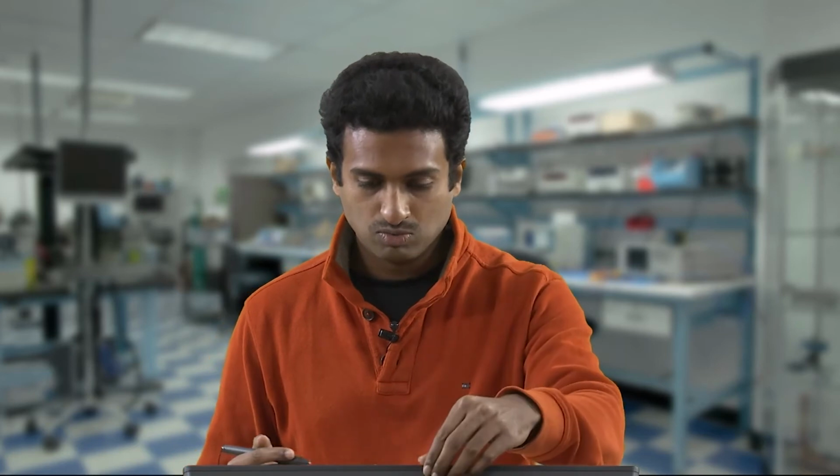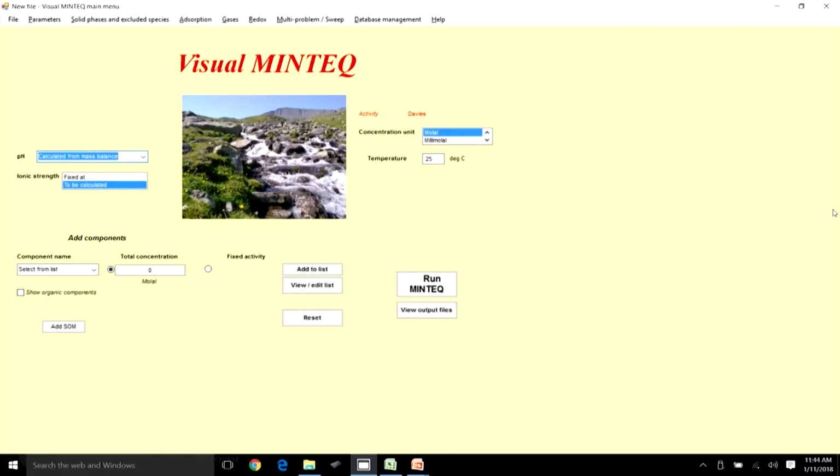So I am not going to go through the derivation again, but in the last session we haven't looked at the applications with respect to Visual MINTEQ when the system is open. So we will get that done now. So we will move on to Visual MINTEQ here, right? So first we will look at the simple case here.